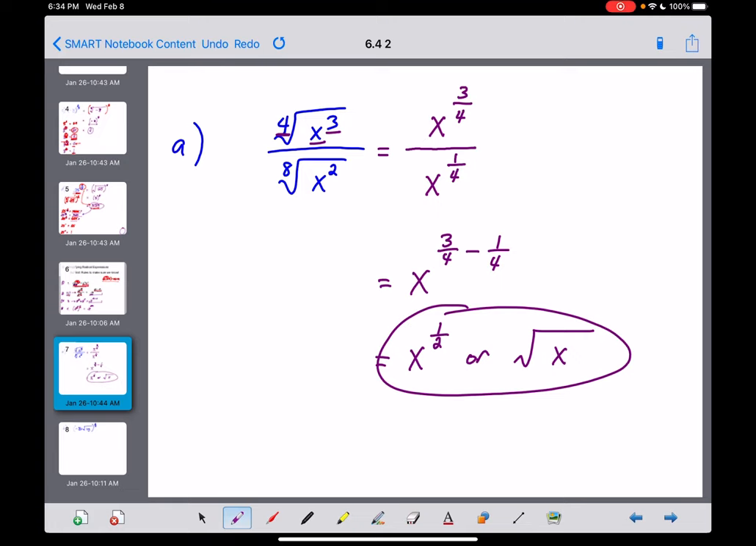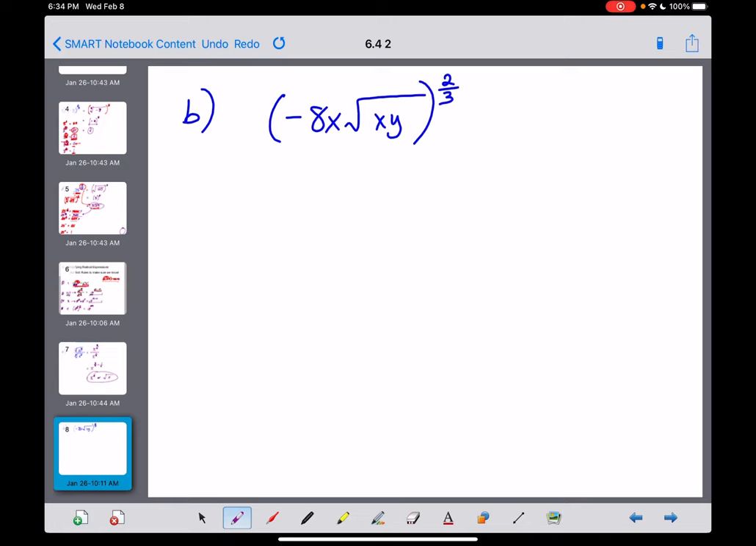Now, B, that I'm going to do with you here, is a serious pain in the neck right here, and maybe this was too tough of a problem to give you guys, but we're going to run through it anyway. We've got a bunch going on in parentheses, negative 8x times the square root of xy, all of which is taken to the 2/3. Now, what we're kind of dealing with here, guys, are apples and oranges.